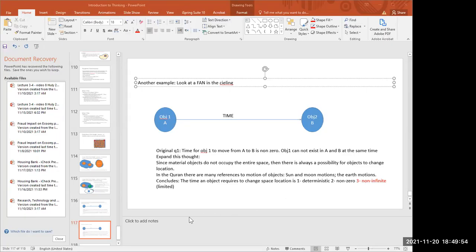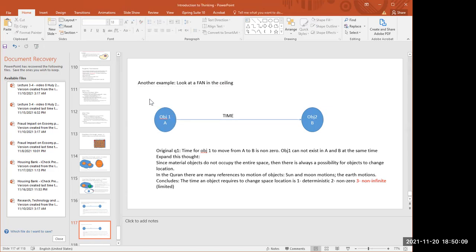Okay, let me continue this. The rest of the crowd, I think they will follow. Let me just give another example away from the electron, which some people may not be familiar with. I will do another example.